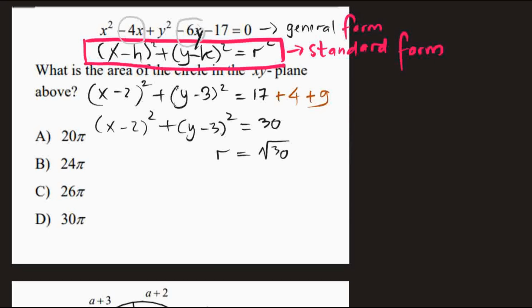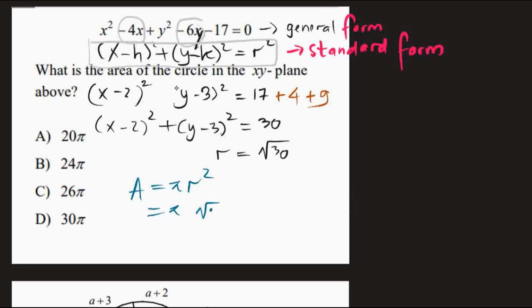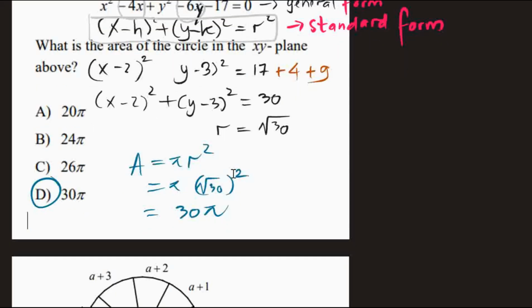How do we find the area of the circle? Our formula: area is equal to pi r squared. So it equals pi times the square root of 30, squared, which is equal to 30 pi. That will be our answer. Next question.